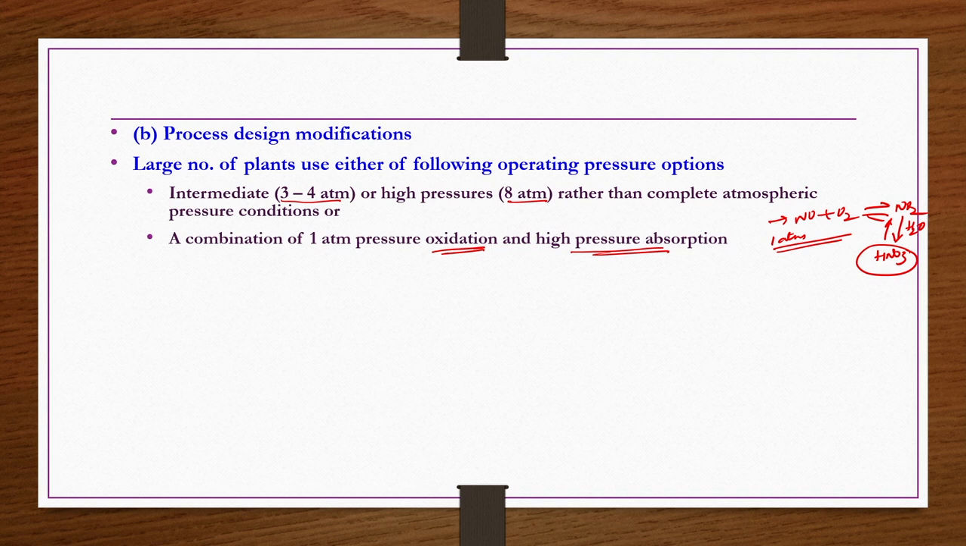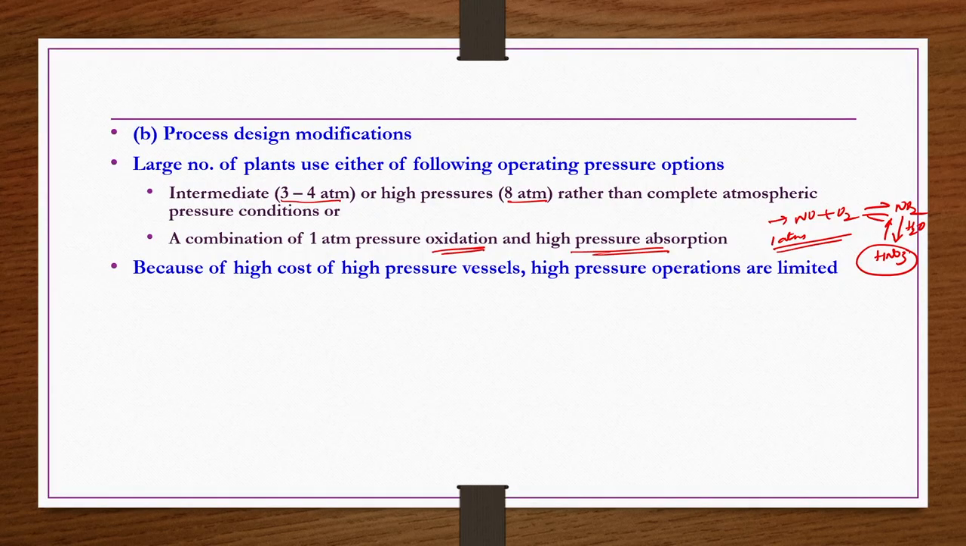So people do a combination of both. That means whatever the oxidation and absorption tower is, the design is such that in the region where oxidation is taking place, the pressure is maintained low, like atmospheric pressure, and in the region where the absorption of NO2 in water is taking place, the pressure is maintained high, something like 8 atmosphere. Because of the high cost of high pressure vessels, high pressure operations are limited.